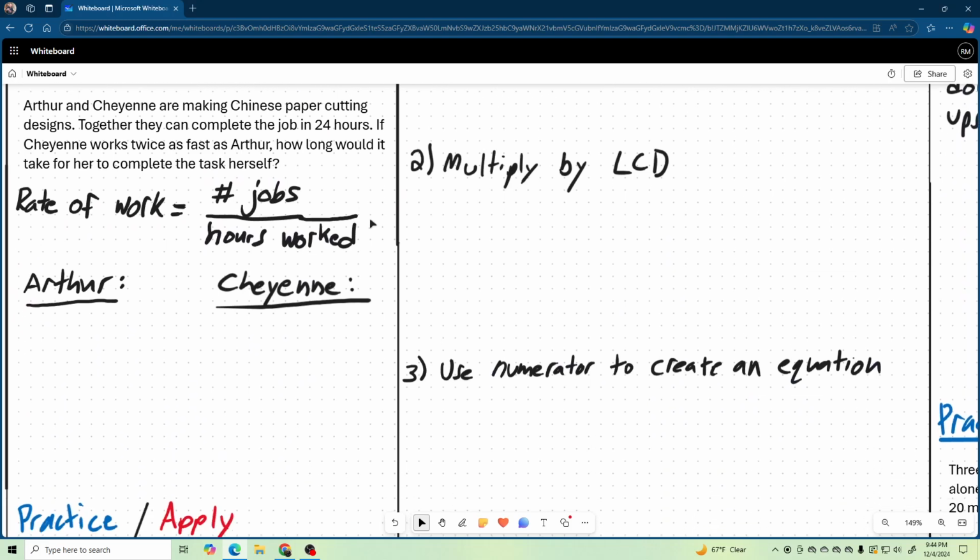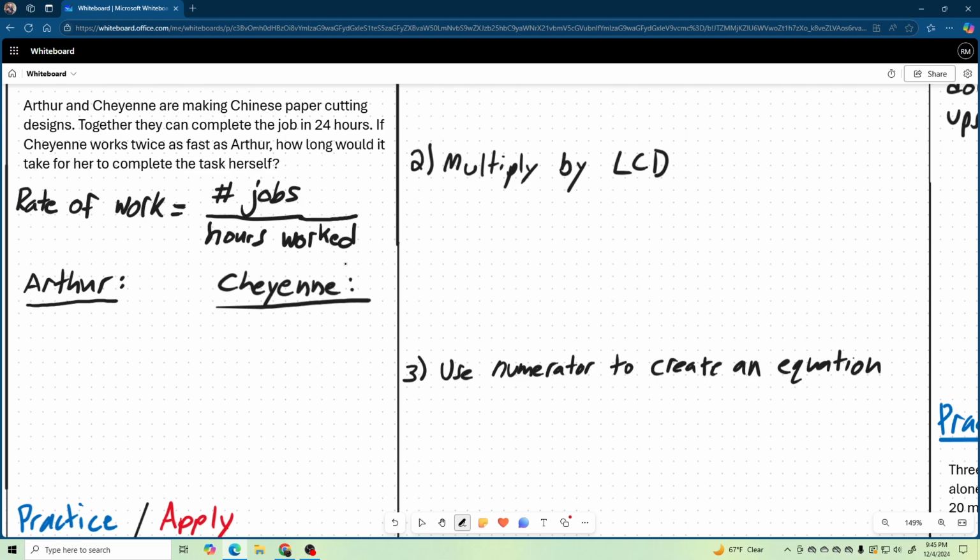All right, so Arthur and Cheyenne are making Chinese paper cutting designs. Together they can complete the job in 24 hours. If Cheyenne works twice as fast as Arthur, how long would it take for her to complete the task herself? Now, of course, the rate of work is the number of jobs, or how much work you can do, over the amount of hours that you worked. So let's think of what these would look like, right? First of all, for Arthur, the number of jobs he can achieve and how many hours he worked. Well, let's say we don't know how many hours he worked, because that's literally the thing we don't know. All we know is that Cheyenne works twice as fast.